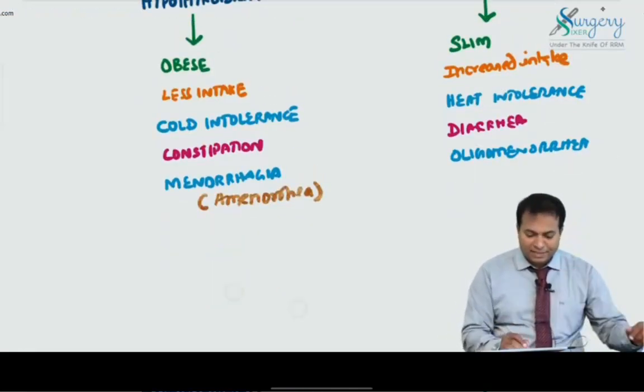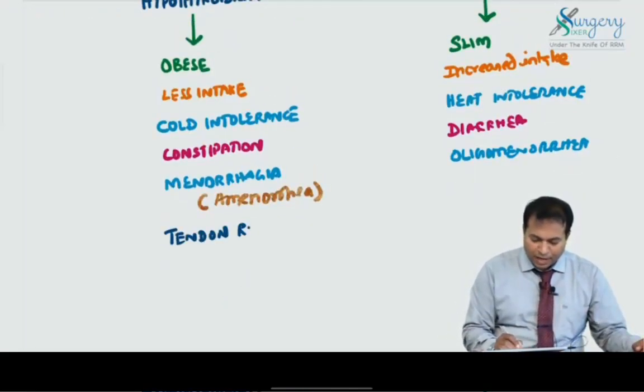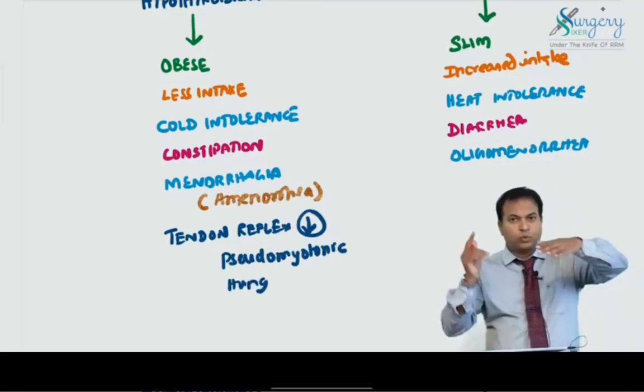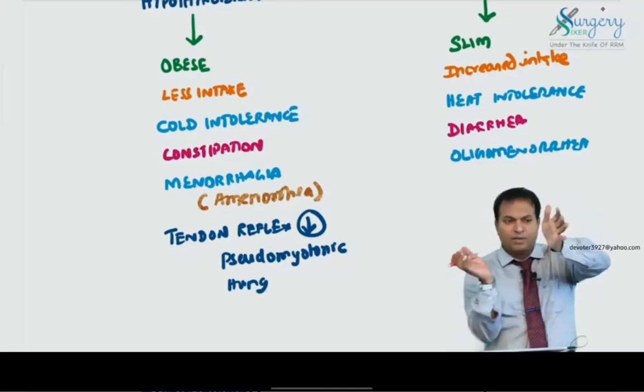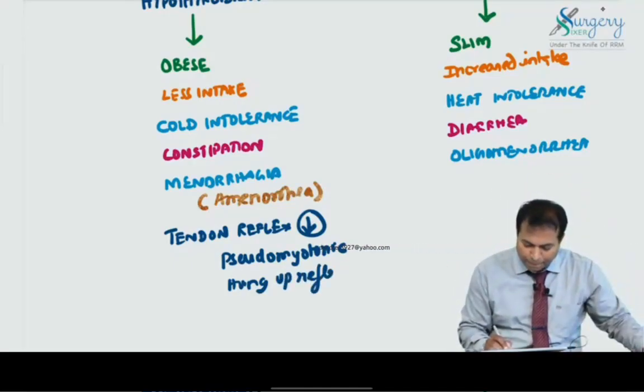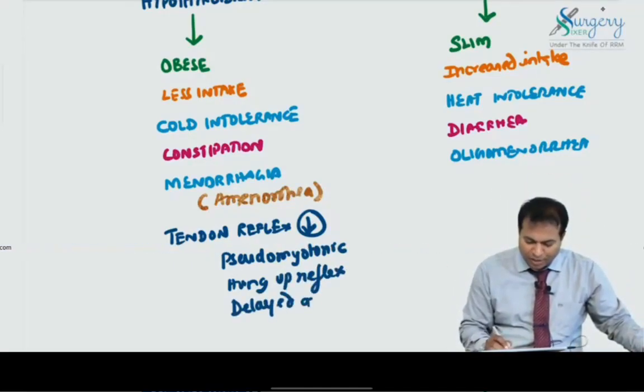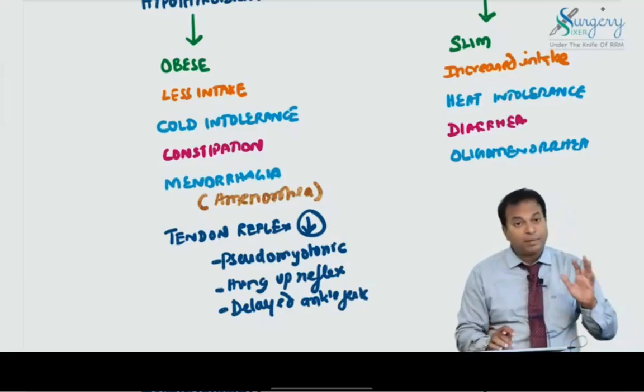When you test the tendon reflexes, in hypothyroidism they are very less. In fact, they have a reflex known as pseudomyotonic reflex or hung up ankle reflex. Once you tap the ankle, it will hang up. It won't have a full action. So it is a hung up reflex, also known as delayed ankle jerk. Like that, the tendon reflexes are very poor in hypothyroidism.